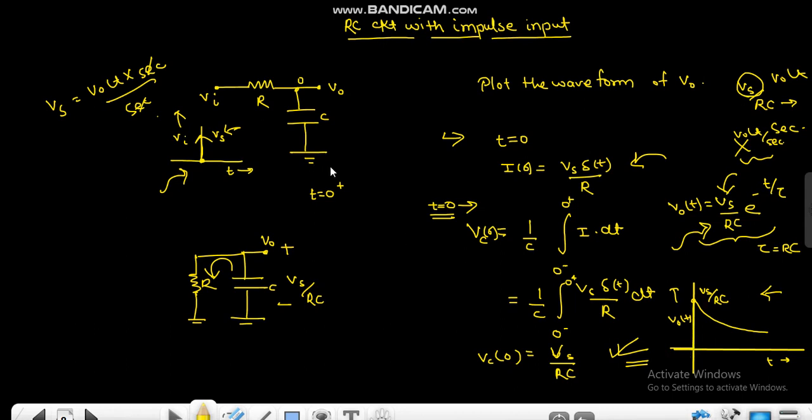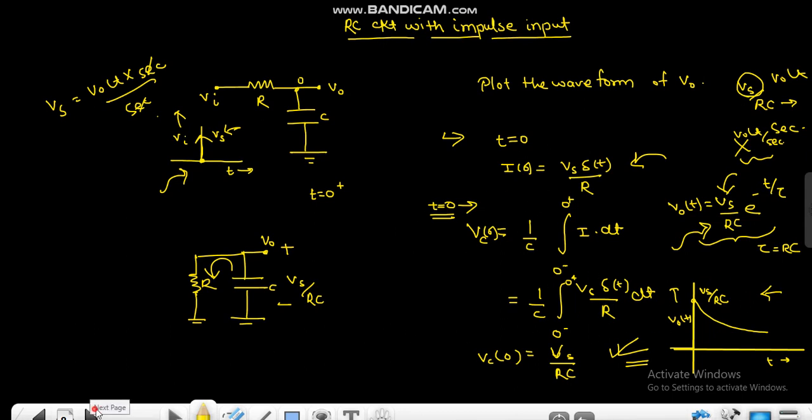Now what we saw is that at t equals 0 plus the input is gone, so whatever amount of voltage the capacitor is having, it will completely discharge through the resistor. So this is discharging, and that's how the waveform looks. Otherwise you can find it by Laplace transform as well, but in the interview you can't do that. They expect you to go like this.